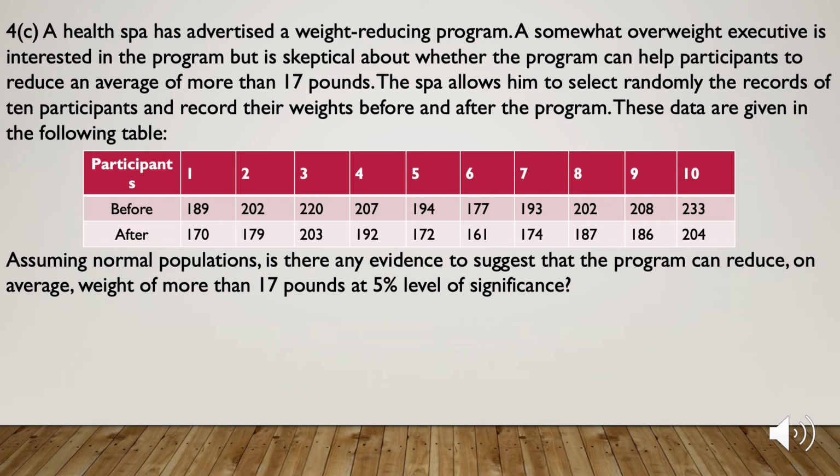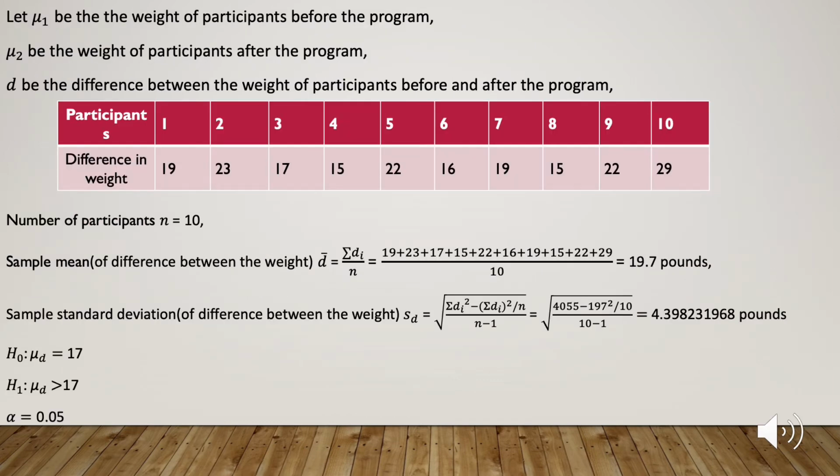Assuming normal populations, is there any evidence to suggest that the program can reduce on average weight of more than 17 pounds at 5% level of significance? First, I will let mu1 be the weight of participants before the program, mu2 be the weight of participants after the program, and D be the difference between the weight of participants before and after the program.